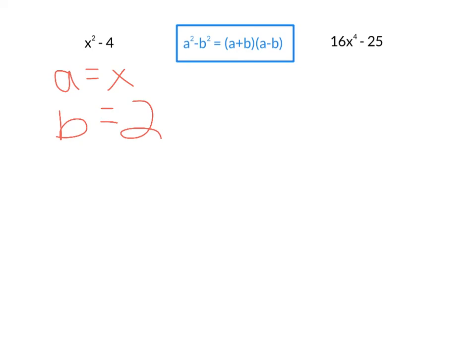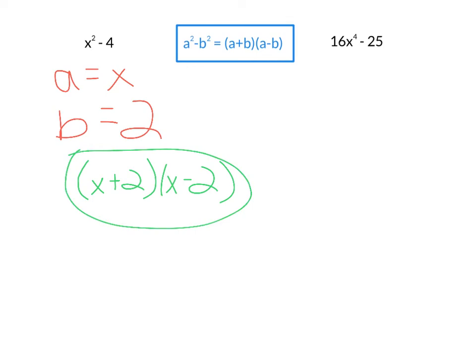So it does fit my special pattern because I have the difference or the subtraction of two squares. Using that, I know that I can factor using my pattern, so the quantity of x squared minus 4 would factor into x plus 2 times the quantity of x minus 2.